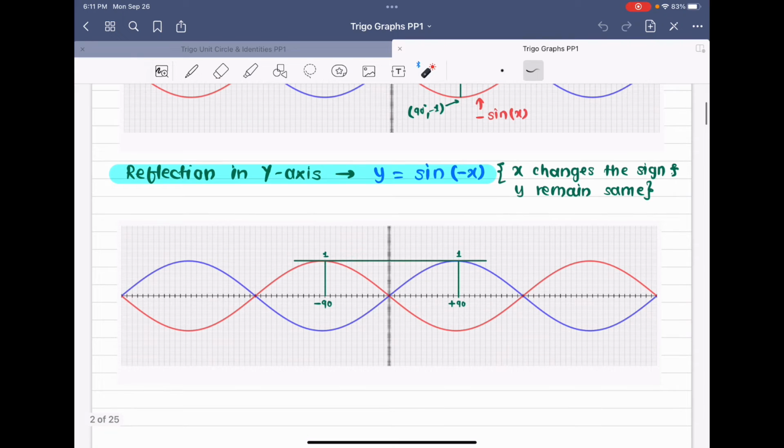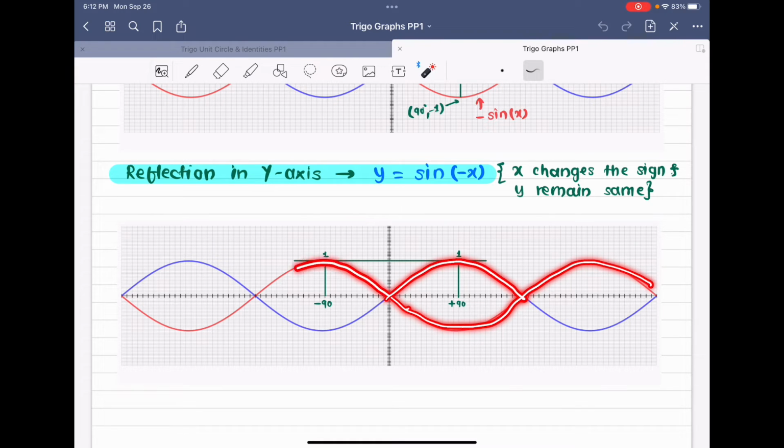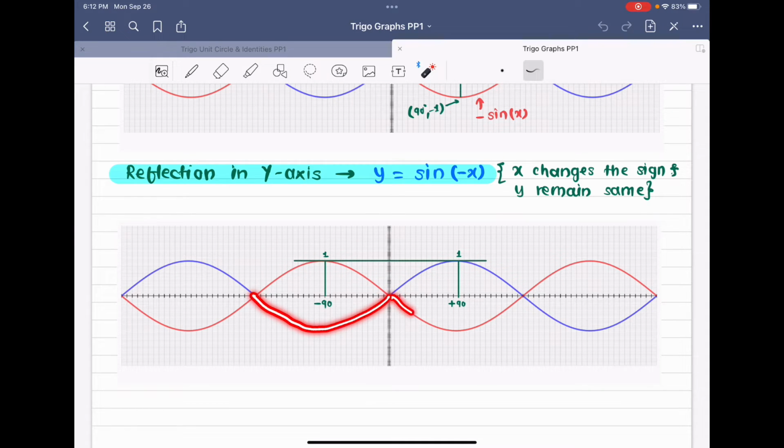Next part, reflection in the y-axis. Reflection in the y-axis is sine of negative x. Negative x means x changes the sign but y remains the same. Again, the blue curve is your original curve and the red curve is your reflected curve. The blue curve's reflection here is the red curve, and this reflection is over this one.